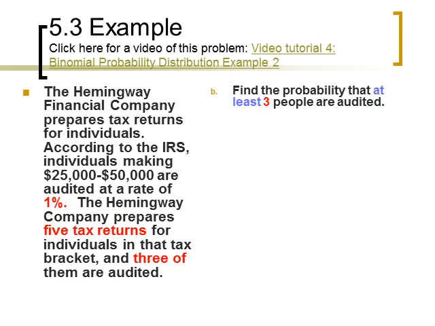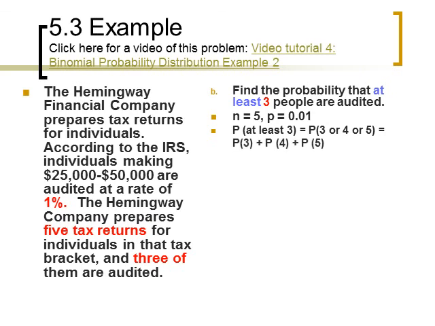Now let's continue and find the probability that at least 3 people are audited. So we're changing the wording a little bit. At least indicates greater than or equal to 3. So we still have n equals 5 and p equals 0.01, but we have more than one x that we need to determine. Probability of at least 3 would be P of 3 or 4 or 5. Or means to add. So we have to find these individual probabilities from our table and find their sum.